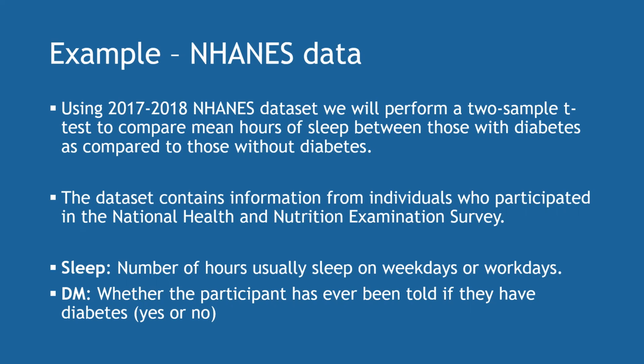So this is reported as a continuous outcome, and participants were asked, how many hours did you usually sleep on weekdays or work days? And then for this example, we're going to use DM, or the diabetes variable. And this is whether or not the participant has ever been told if they have diabetes. So they could either answer yes, they've been told they have diabetes, or no, they have not been told they have diabetes.